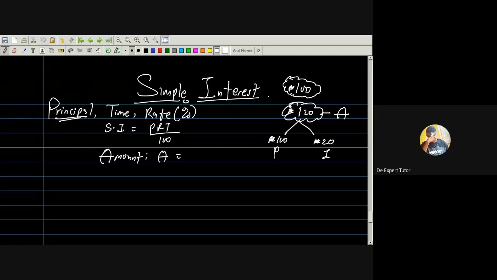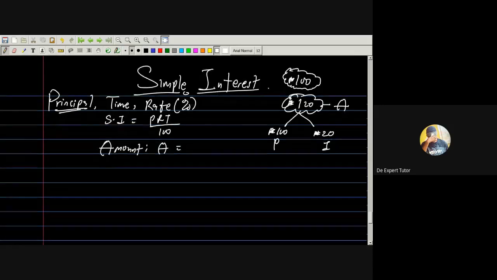Therefore, in simple interest, how do we calculate the amount? You see, amount is equal to principal plus interest. So adding these two together gives us this. That's how we calculate the amount.